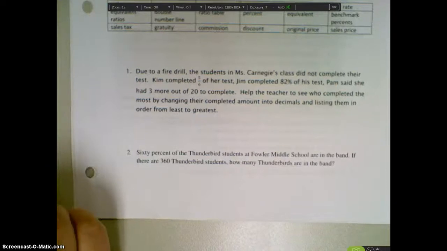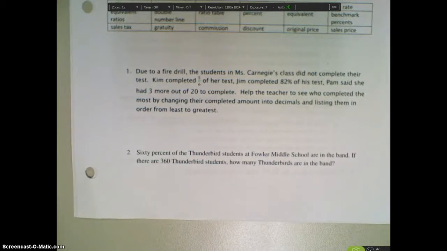This is the Module 3 PreAP and On-Level CBA review. Number 1, due to a fire drill, the students in Miss Carnegie's class did not complete their test.